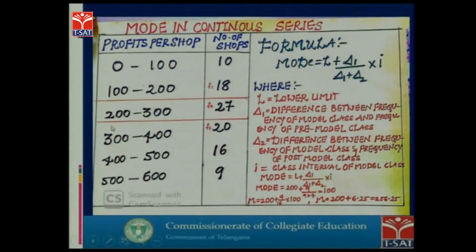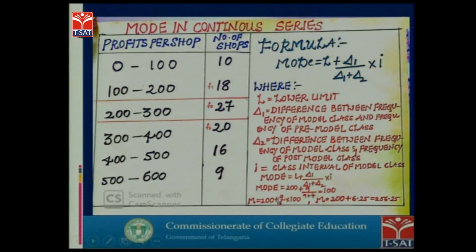So, this 200 we take as the lower limit, plus delta 1: we subtract the frequency of the modal class and the preceding class, that is 27 minus 18 is equal to 9, divided by delta 1 plus delta 2. In the same way for delta 2, 27 minus 20 will give us 7. So, delta 1 is 9 divided by delta 1 plus delta 2, that is 9 plus 7, into I. I is 100, the class interval.